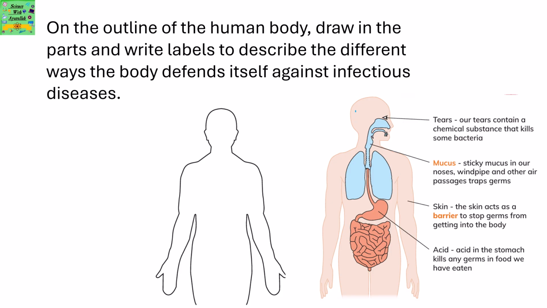Skin. The skin acts as a barrier to stop germs from getting into the body. Acid. Acid in the stomach kills any germs in food we have eaten.